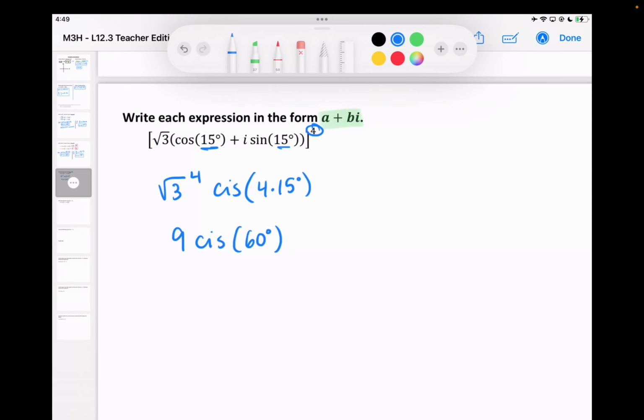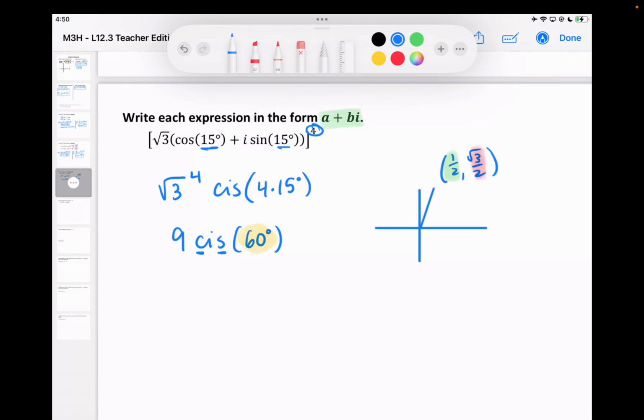Now, when we convert this into a plus bi, usually that means that I'm giving you something that's a unit circle value. 60 degrees is one of my unit circle angles. So I'm going to go to 60 degrees on the unit circle. The coordinate at 60 degrees is 1/2, square root of 3 over 2. Now remember, the C is standing for cosine, S is standing for sine. And if you recall, the x value is our cosine value and the y value is the sine value.